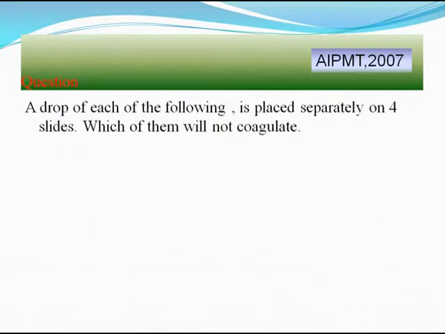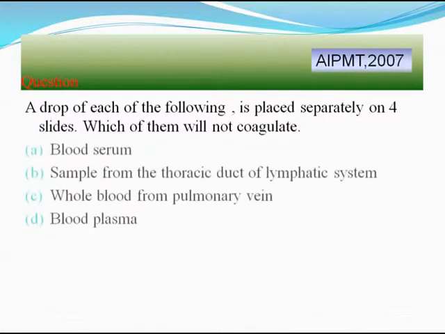Another question is asked in AIPMT 2007, and the question is, a drop of which of the following is placed separately on 4 slides? Which of them will not coagulate? And the options are blood serum, sample from the thoracic duct of lymphatic system, whole blood from pulmonary vein, and the last is blood plasma.